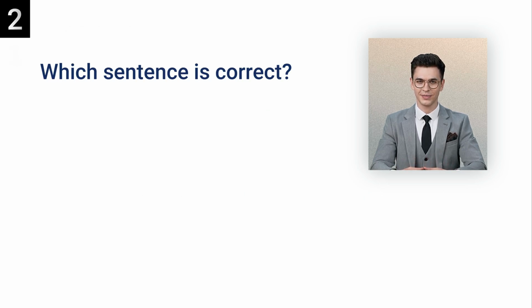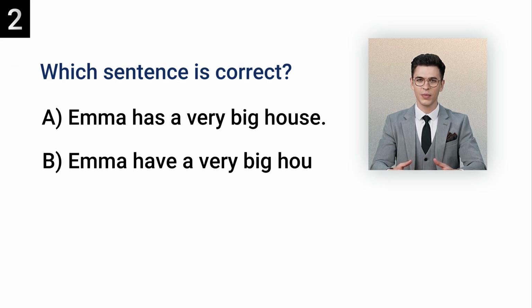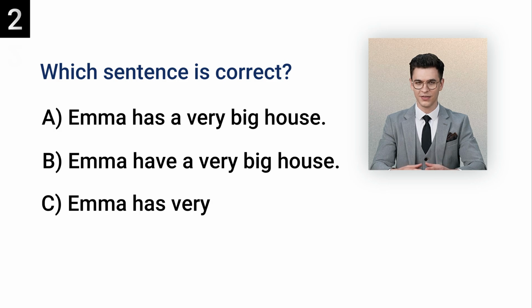Question 2. Which sentence is correct? Emma has a very big house. Emma have a very big house. Emma has very big house.